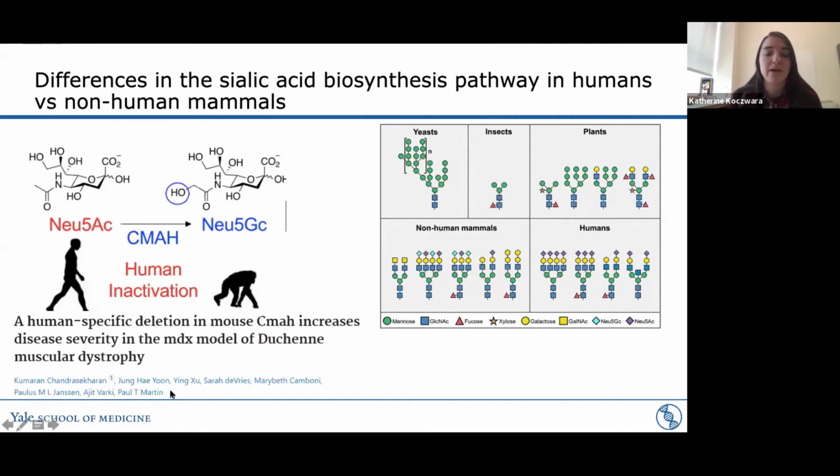So in this paper out of Paul Martin's lab, they were looking at what deleting this gene in a mouse model of Duchenne muscular dystrophy does, and it actually increased the disease severity. So this indicates that the presence or absence of this enzyme does play a role in disease severity of muscular dystrophies. So an additional reason for looking into human-derived cell models is that they do not have this enzyme that mouse and other non-human mammal model organisms might have.